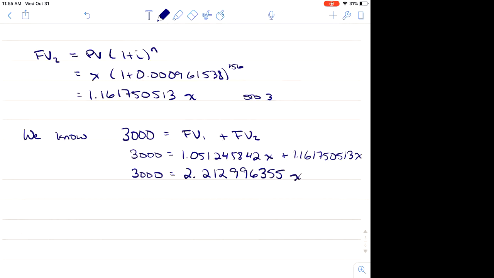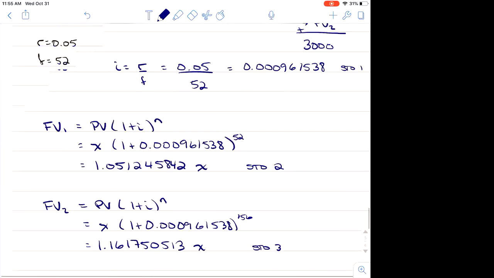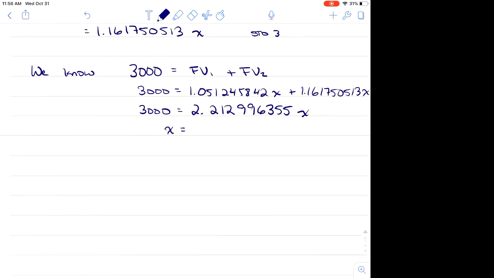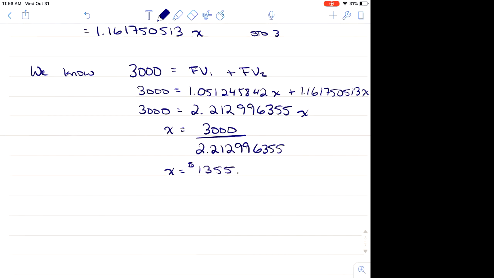No, if we had an x on its own, then yes. But in this case, because we only have payments here and here, we don't have to add anything else. If we had an x here, then we would have to add that. So now we can finally solve for x. x is 3,000 divided by 2.212996355. So x must be, and these are dollar amounts, $1,355.63.